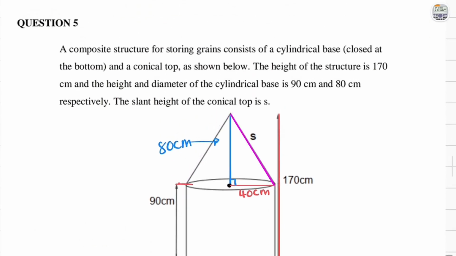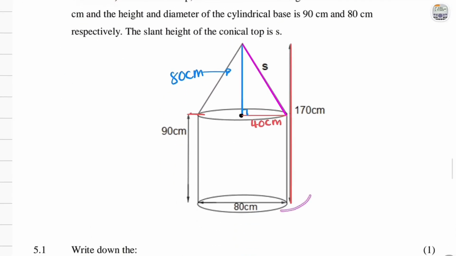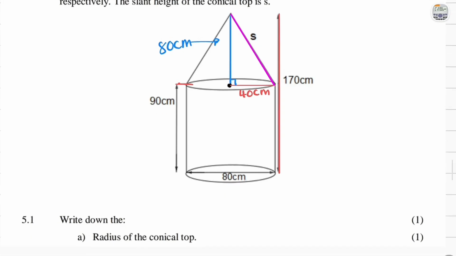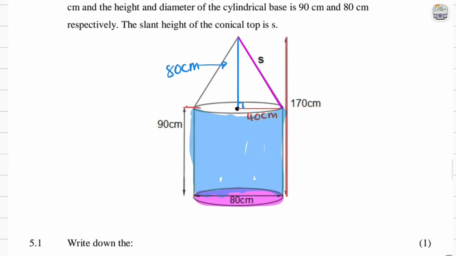Also note that they said it was closed at the bottom. So we also have to include this because it's not an open part, it's closed, meaning there's an actual shape there. Looking at all the things we need to find the total surface area of, we need to find the total surface area of this, and then the body of the cylinder. And then we already found the total surface area of this top part, which we already have.